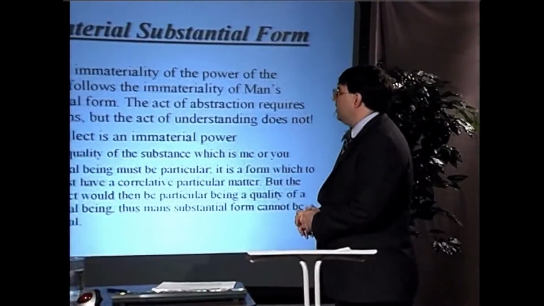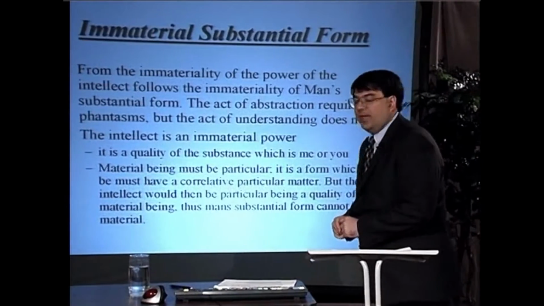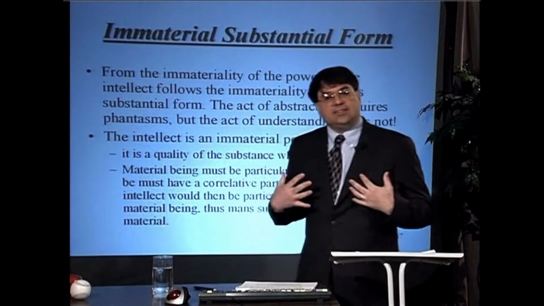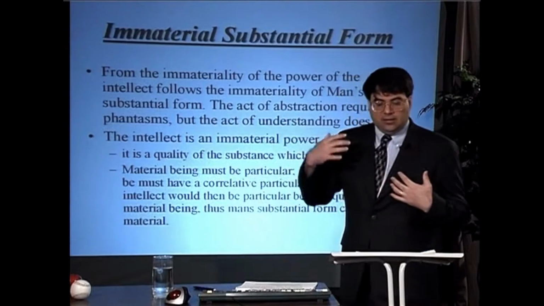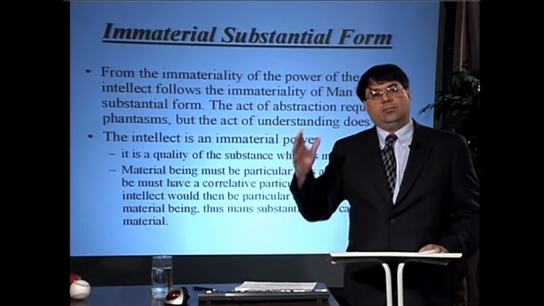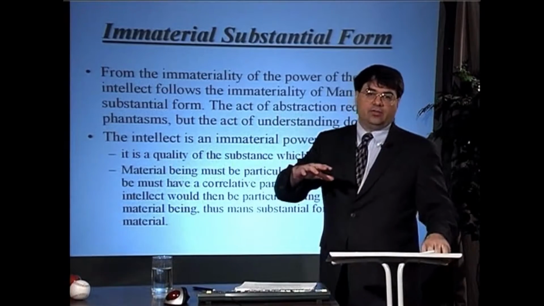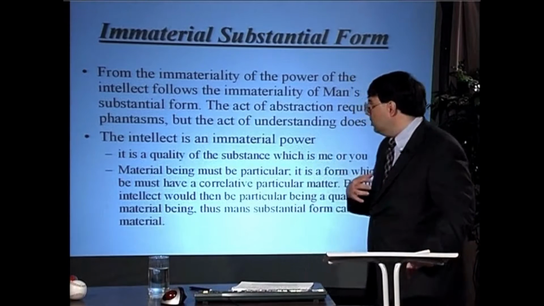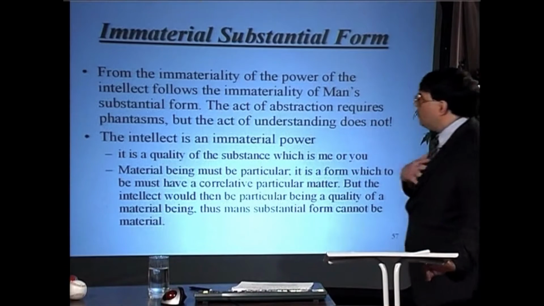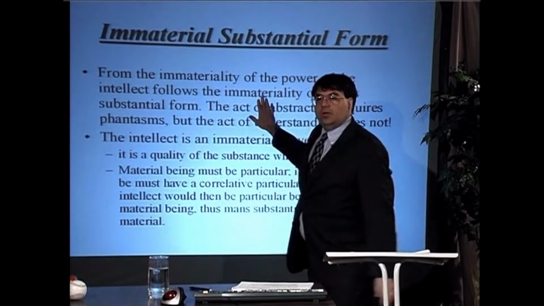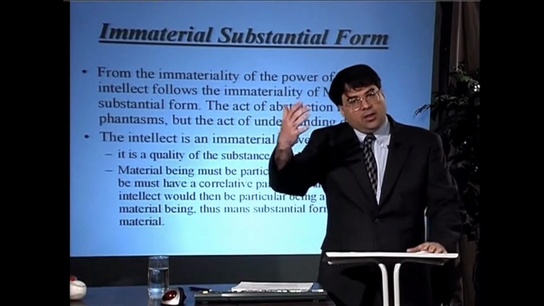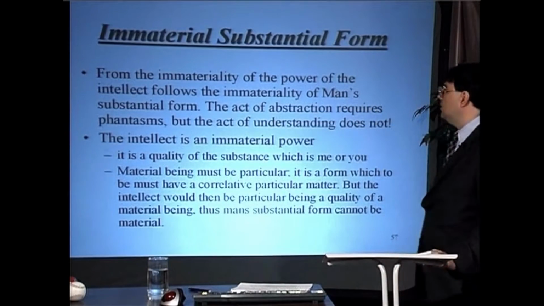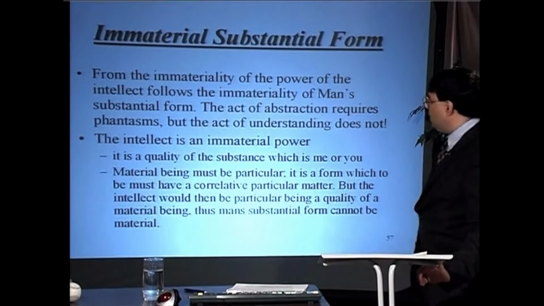From the immaterial power of man's intellect follows the immateriality of man's substantial form. If the substantial form, that which exists in me, that which this intellect is a part of, remember the accident is that which must inhere in something else. So the intellect must be a property of something else. It's a property of me. That substantial form that is me must be immaterial. Otherwise, it would concretize the general knowledge of your intellect, and it doesn't, because we have general ideas.